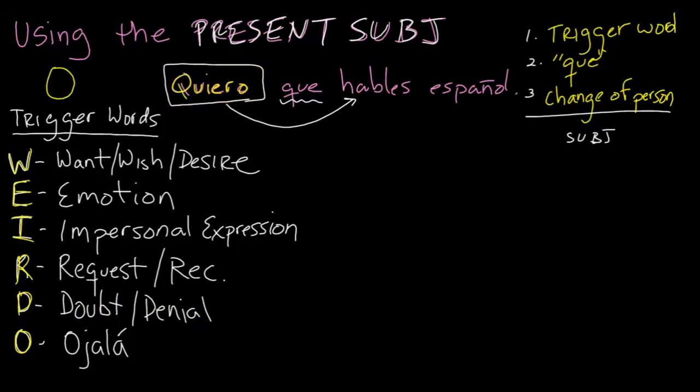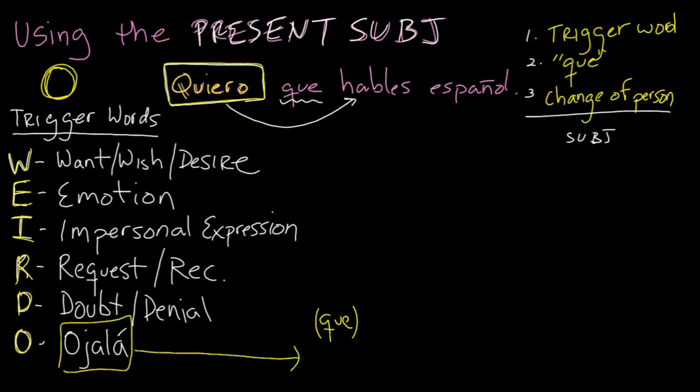And the final trigger word that we want to look at is our trigger word O. And again, we're trying to find other words that can replace our trigger word quiero in our model sentence. And the final one is Ojala. And that's literally the word that we have. Sometimes when we're using Ojala, I don't know why, but sometimes they don't put the K in there. So don't get too worried about that if you don't see the K. But when you see Ojala, go ahead and put it in the subjunctive.